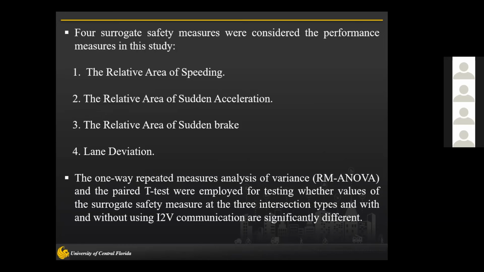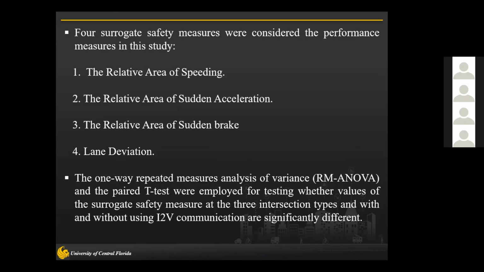The first surrogate safety measure is the relative area of speeding. This is the normalized relative area per unit time bounded between the speed profile and the speed limit line, where speed is above the speed limit. This is also the definition for the second and third measures, but the threshold here is not the speed limit, it is 6.6 feet per second squared for the sudden acceleration and sudden brake. And the lane deviation is the standard deviation of the vehicle position within the lane.